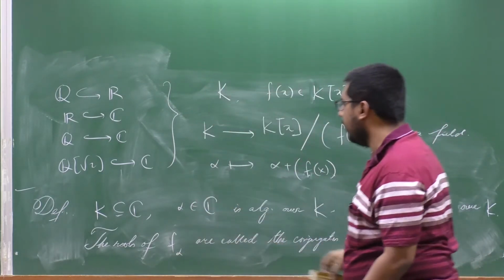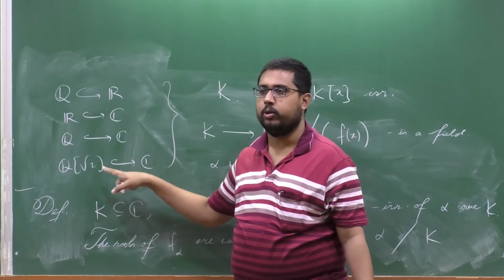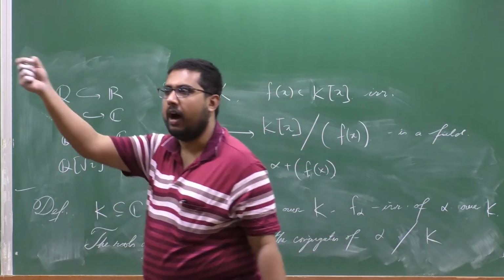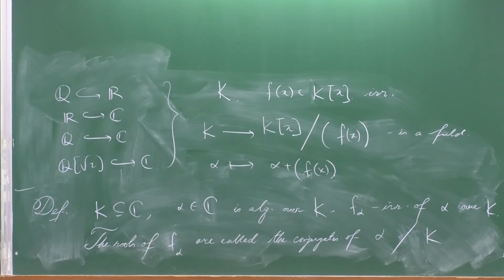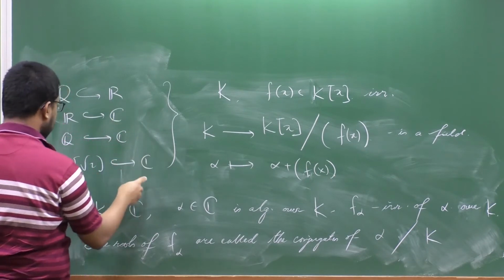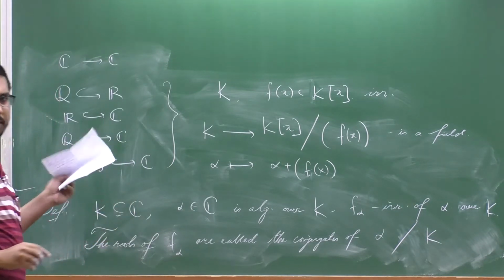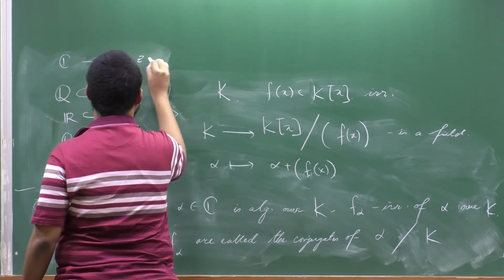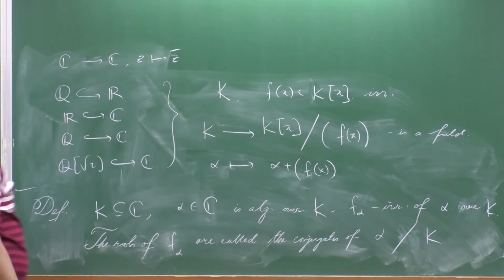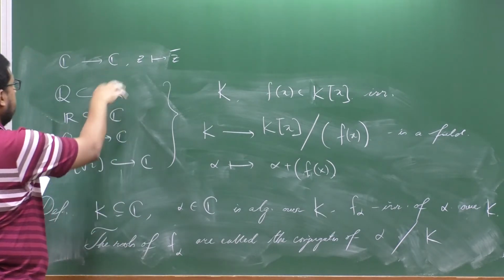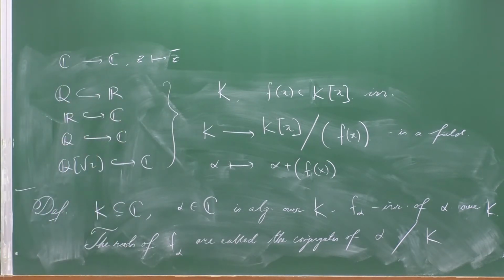For example, for root 2, its conjugates are root 2 and minus root 2. The conjugates of i are i and its complex conjugate, minus i. Here I also give another example of an embedding from C to C. Of course, we have the identity as an embedding, but we have another embedding as well, complex conjugation, which is not just the identity.